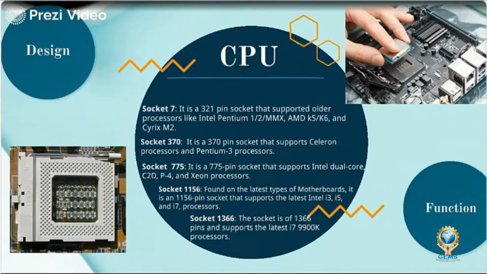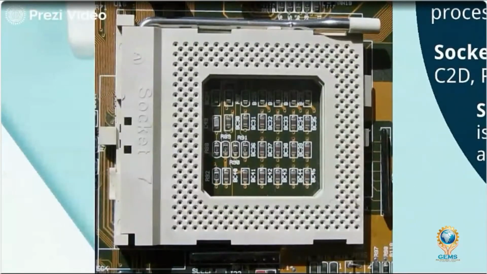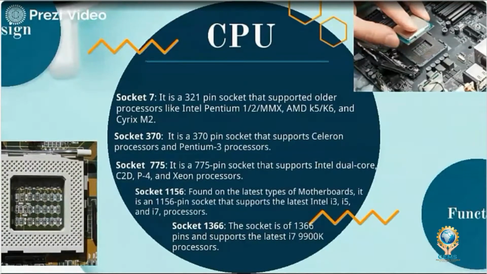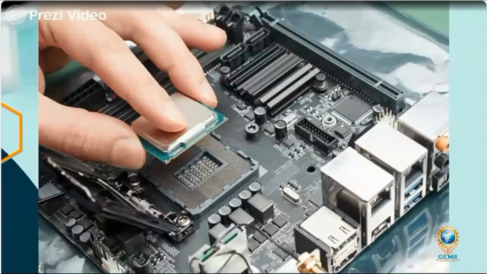This is the CPU socket that we use first. It has 321 pins, and here is the CPU chip that will be inserted in the port like this.